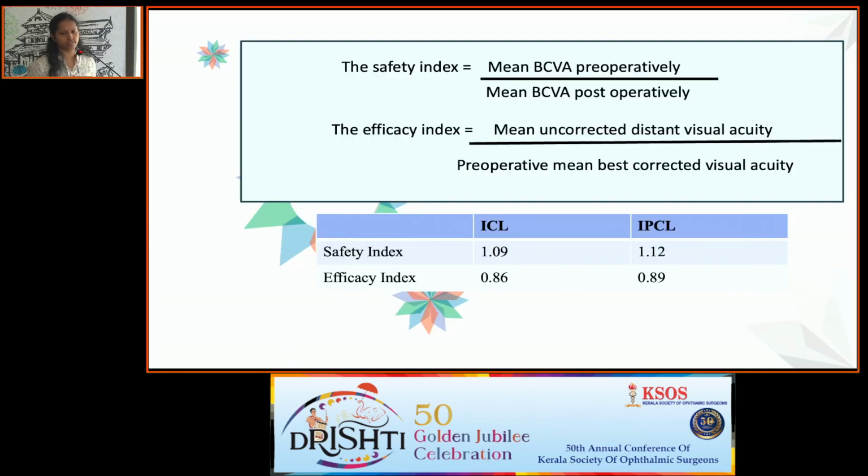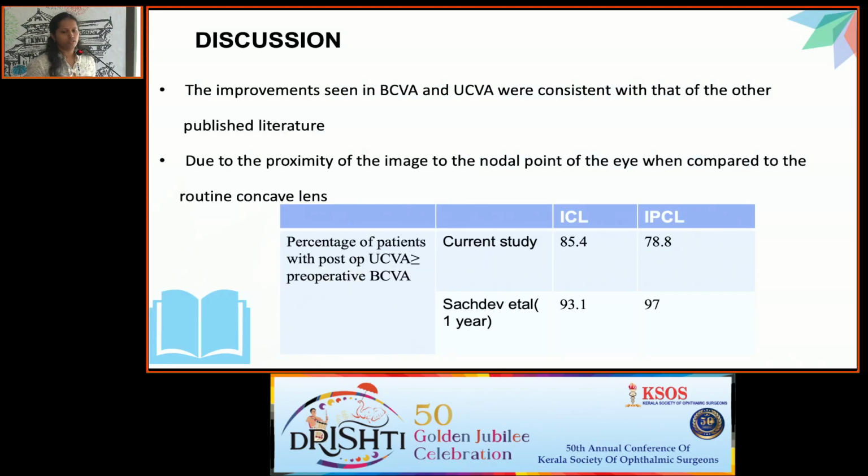The safety index, which is the ratio of the mean postoperative BCVA to the preoperative BCVA, was 1.09 in the ICL and 1.12 in the IPCL. The efficacy index, which is the ratio of the mean postoperative UCVA to the preoperative BCVA, was 0.86 in the ICL and 0.89 in the IPCL groups. The improvement seen in the BCVA and UCVA was consistent with the published literature.